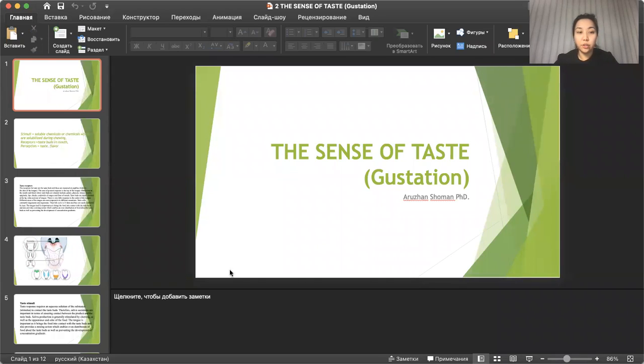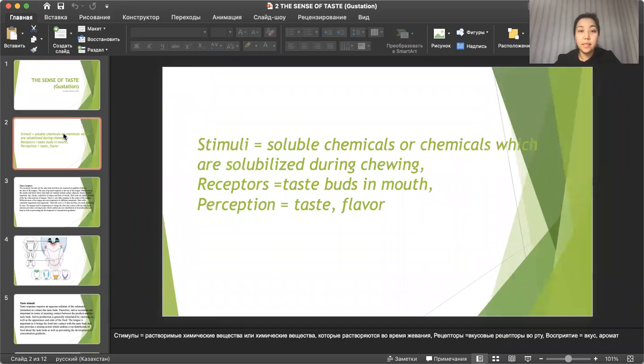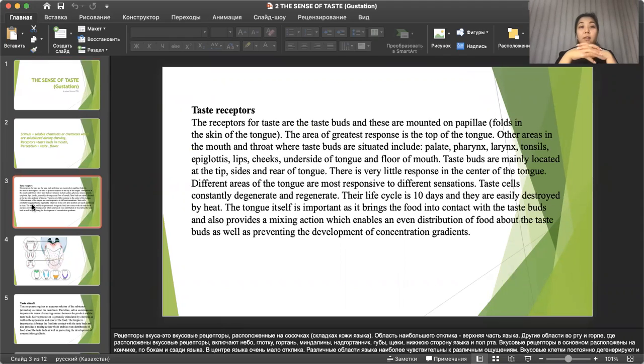Here you can see, for example, the sense of taste. The stimuli are soluble chemicals, or chemicals which are solubilized during chewing. The receptors are taste buds in the mouth. Perception is taste or flavor. The receptors for taste are the taste buds, which are mounted on the tongue. The area of the greatest response is the top of the tongue.